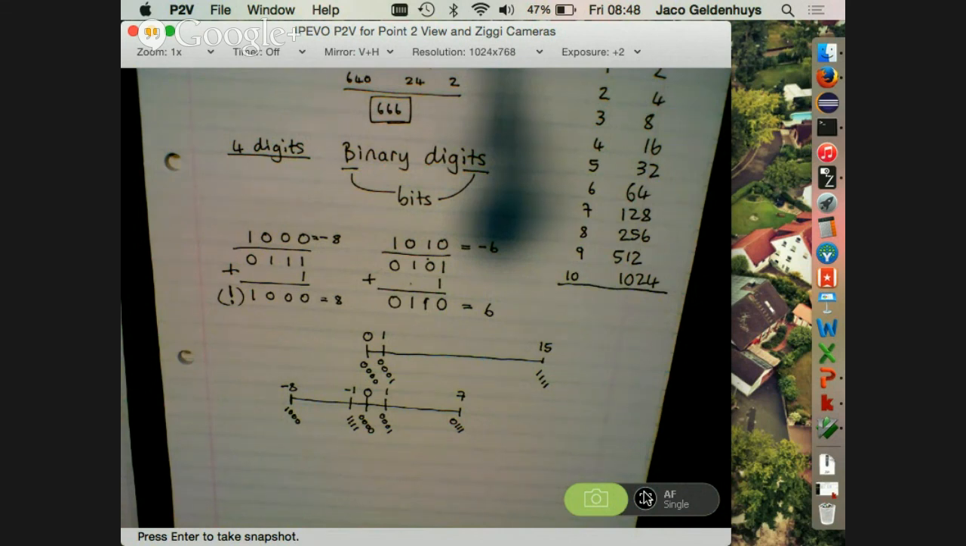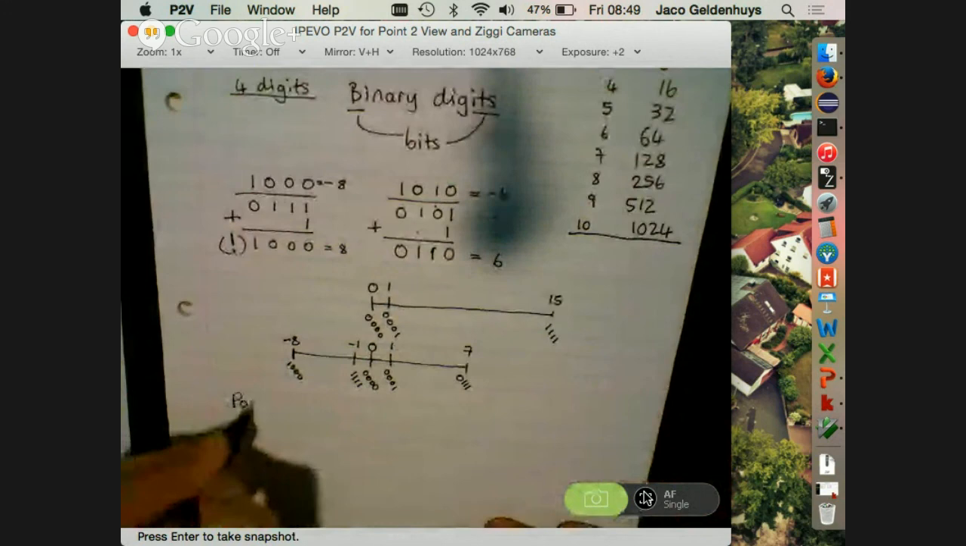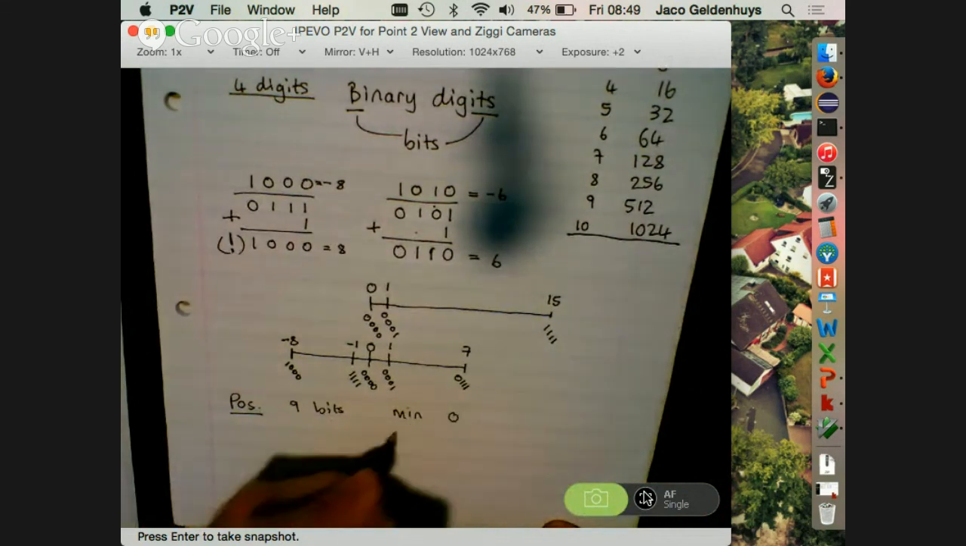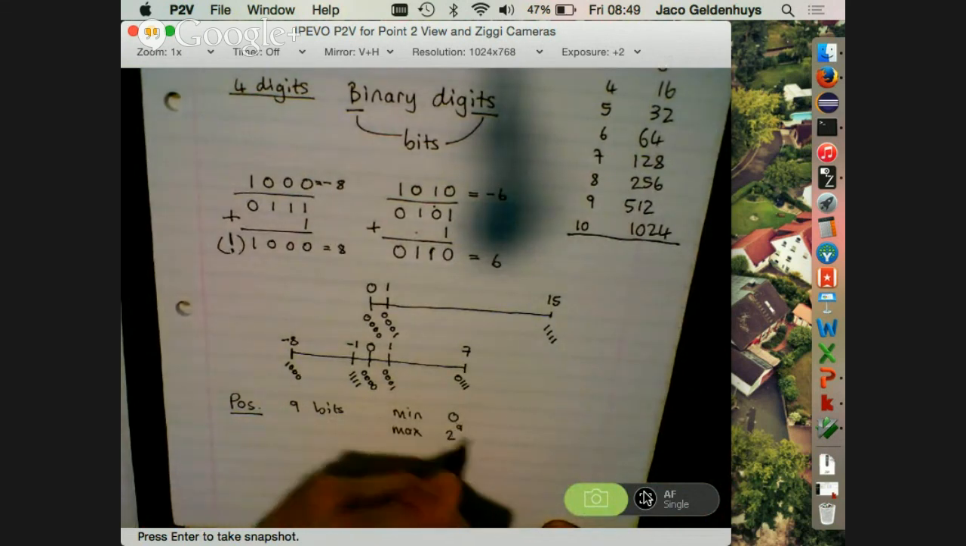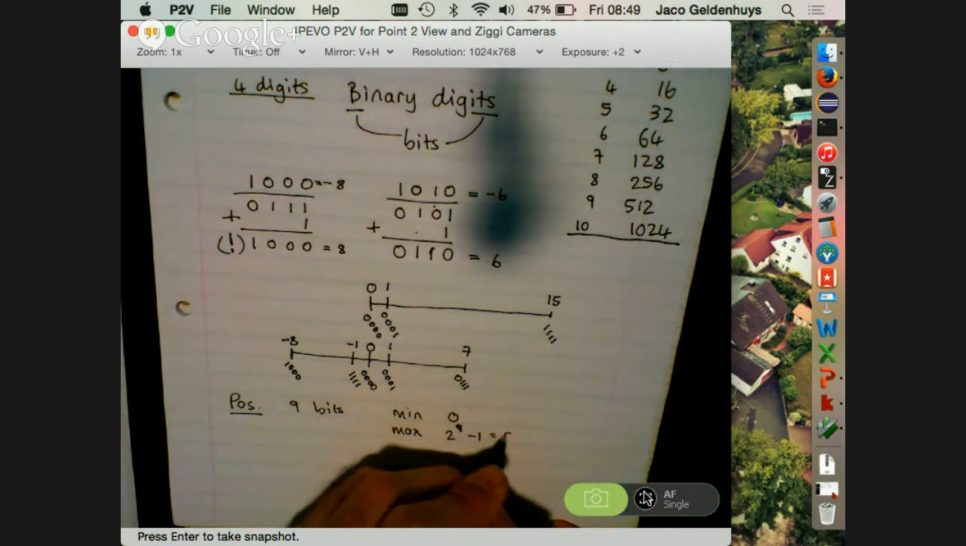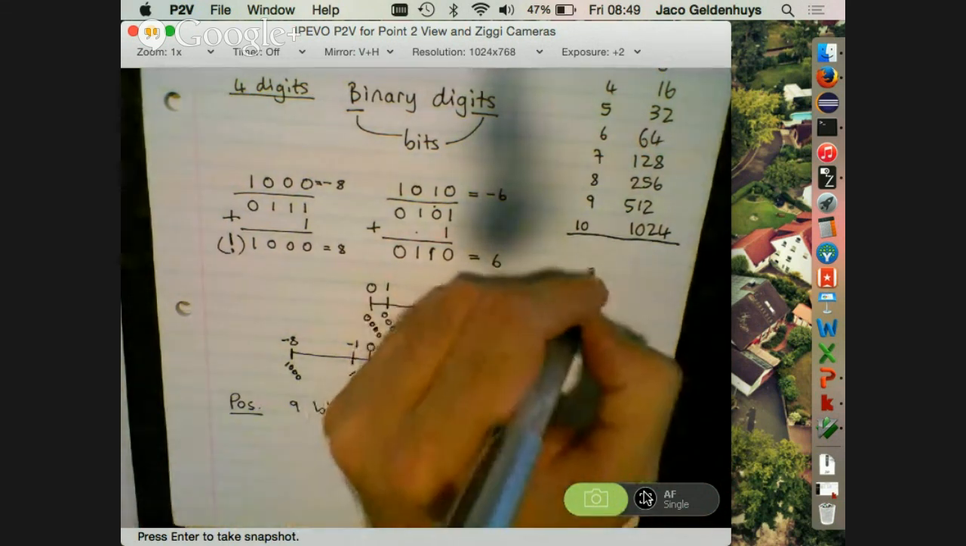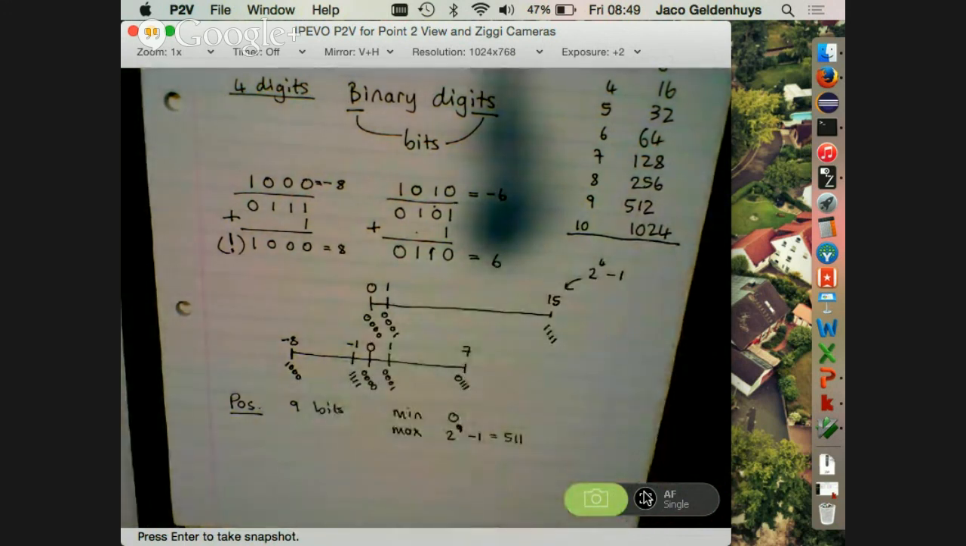These bounds, you have to know how to calculate them. Let's say I tell you that you're going to use 9 bits. What's the biggest positive number you can represent using only positive numbers in 9 bits? Well, there's a formula. The minimum number is 0. The maximum is 2 to the 9 minus 1, 511. That is like 2 to the 4 bits minus 1, which is 15.